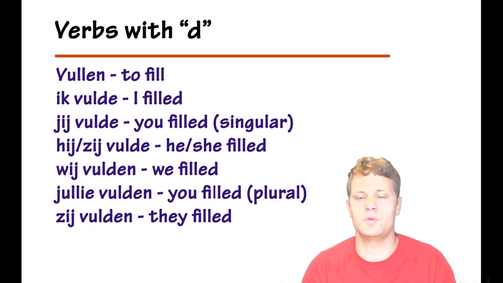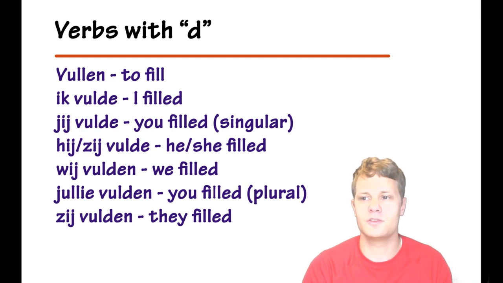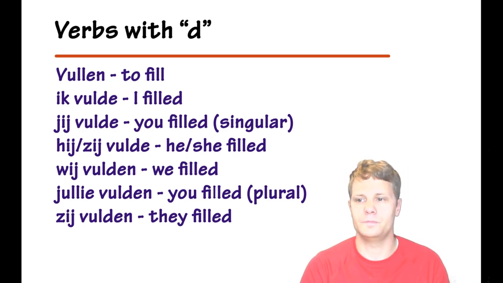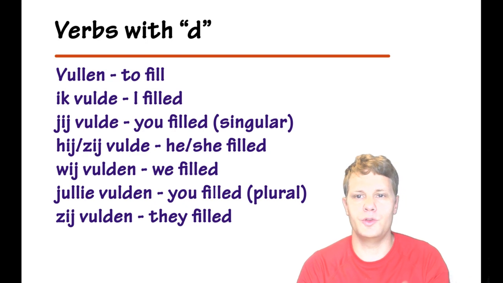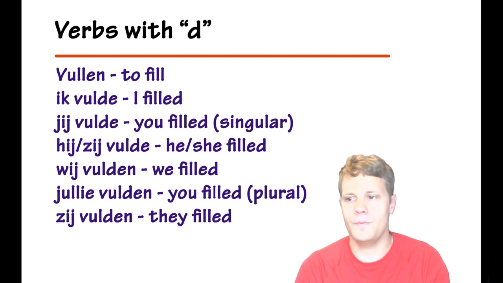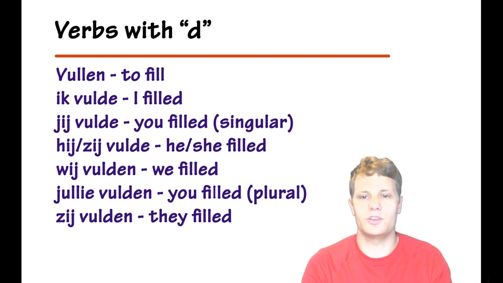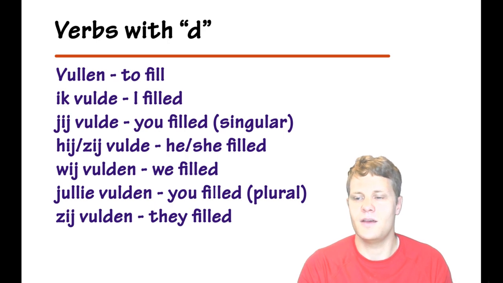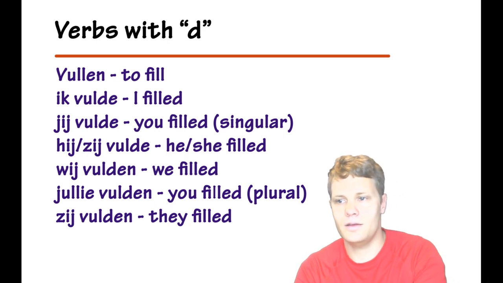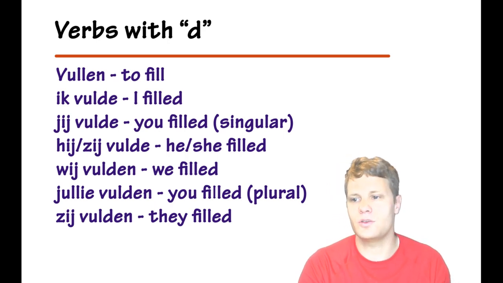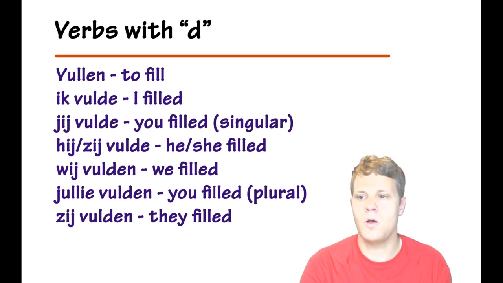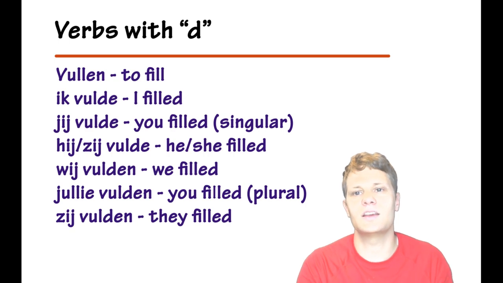So they're always split up into one of these two categories. And vullen, to fill, is one of those. So it would be ik vulde, I filled. Jij vulde, you filled. Hij, zij vulde, he, she filled. So it's all the same, right? You can see that. There's just DE. Instead of TE, it's DE. Wij vulden with DEN, because it's plural. We filled. Jullie vulden. You filled in plural. Zij vulden. They filled. So as you can see, it's very simple. It's just like the T, except it has a D. And in plural, it gets an N.